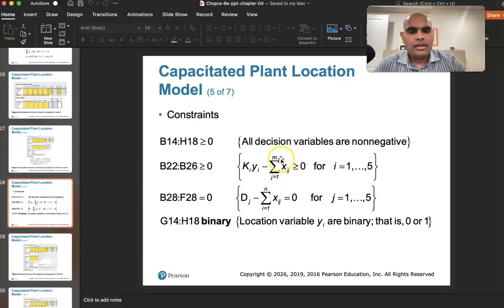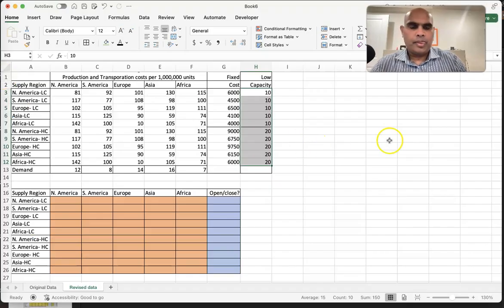One side of the formula is the total that you're supplying out of a plant, right? And the other side of the formula tells you how much capacity you have. So if you have 10 million unit capacity, you cannot supply more than 10 million units from that plant. If you have a 20 million capacity, you cannot supply more than 20 million from that plant. Moreover, if the plant is not open, then you can supply nothing out of that plant, right? And that is what we have to set up. And this is how you do that, right?